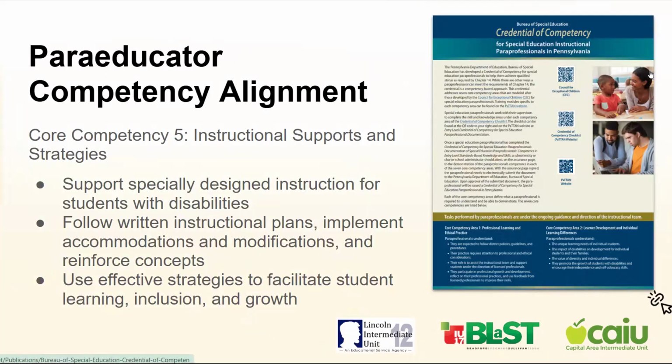And our paraeducator competency alignment. So paraeducators with your credentials of competency have these different areas. Today's session is going to be supporting competency 5, instructional supports and strategies, specifically those sub areas of support students with specially designed instruction for students with disabilities, follow written instructional plans, implement accommodations and modifications and reinforce concepts, and using effective strategies to facilitate student learning, inclusion, and growth.